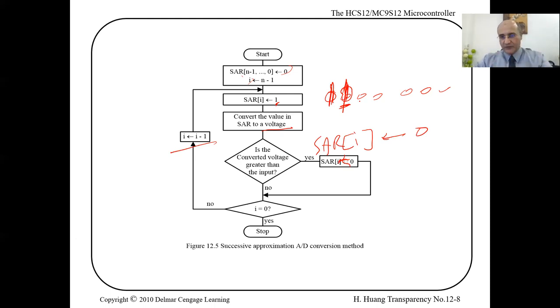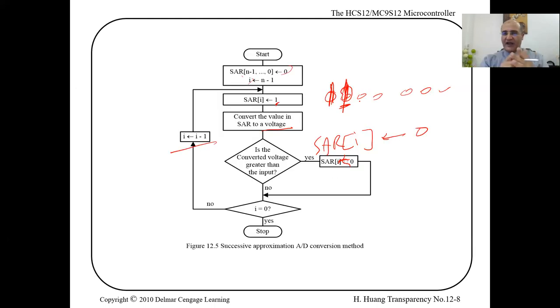And what I'm explaining is what we need to understand for our own understanding. This is not something we're going to implement. This is something that is already there. This A to D converter is already there in our HCS12 controller, okay? But this is how it works.